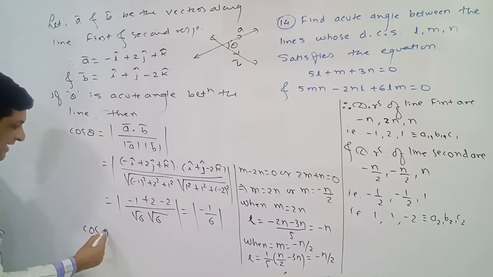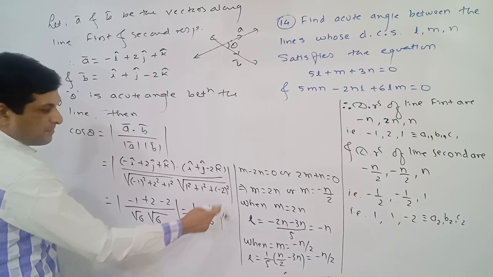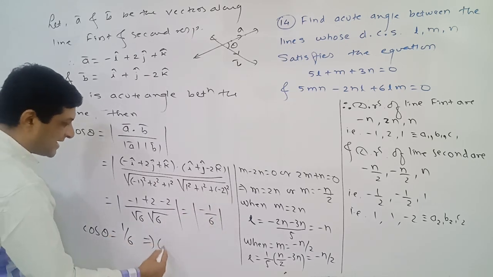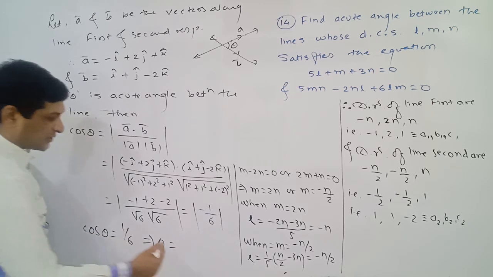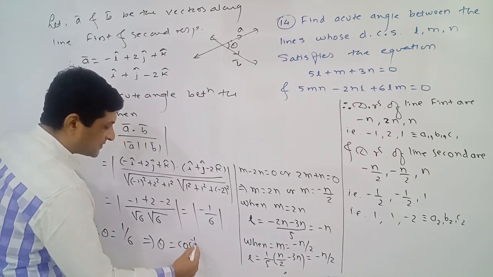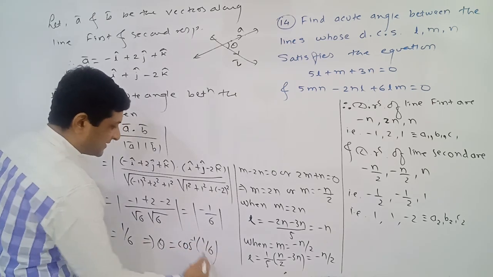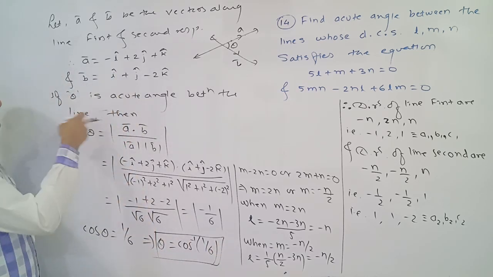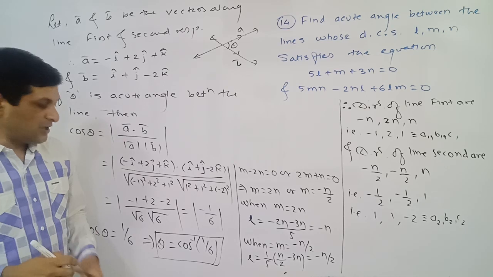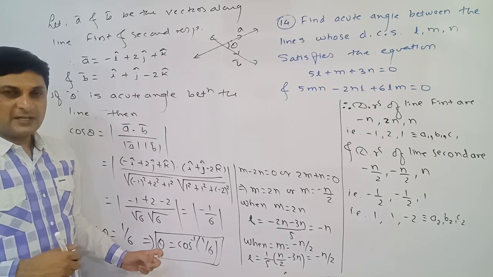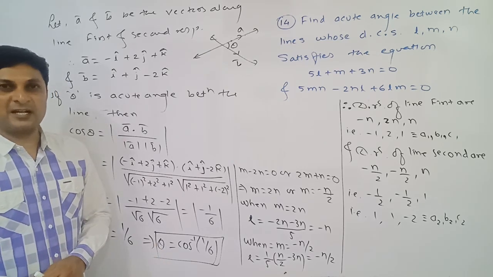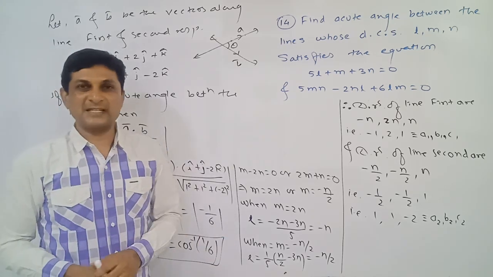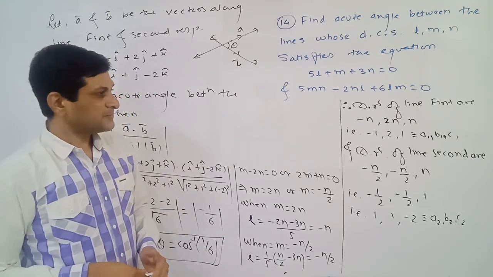So cos theta is equal to mod of minus 1 by 6, which is plus 1 by 6, which implies that theta is equal to, taking cos to the other side, cos inverse of 1 by 6. So what is theta here? Theta is nothing but the angle between the two lines. In this way we have got the value of theta, which is the angle between the two lines. So I hope how to solve this example is clear to you.